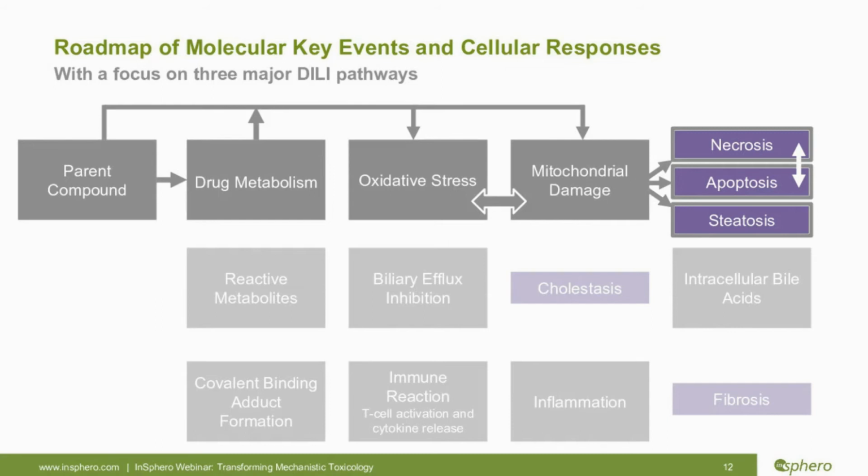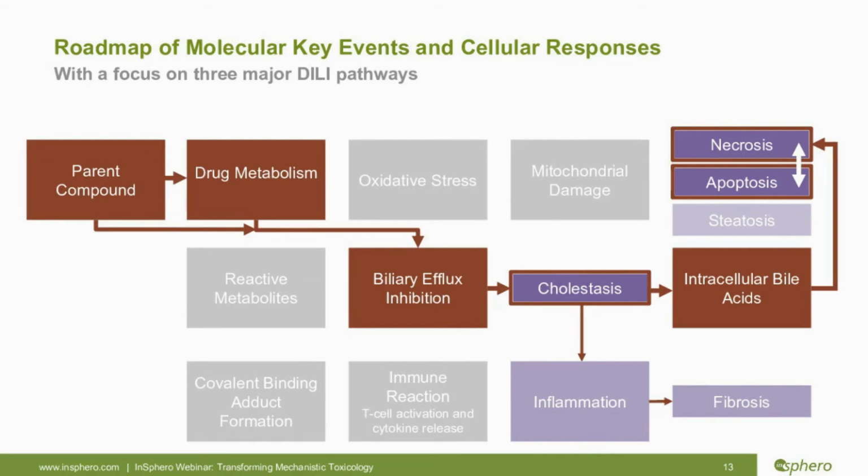Here then you have the biliary efflux axis, where the drug metabolite or the parent drug can cause direct efflux disturbances by inhibiting efflux or uptake transporters, which then could lead, in the case of accumulated bile acid cellular contents, to necrosis. This is a mechanism which I was recently also involved in publishing when I was at Novartis.